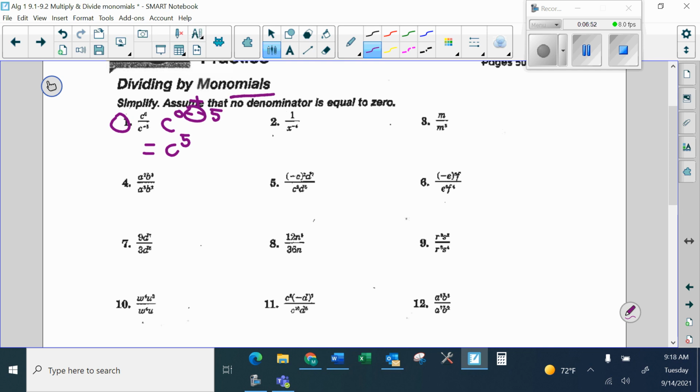The reason it says assume that no denominator is equal to 0 is because you cannot divide by 0. You can never have 0 in the denominator. You should know that already. Okay, that's one of the rules. You can't have a 0 in the denominator, and you can't have a radical in the denominator.